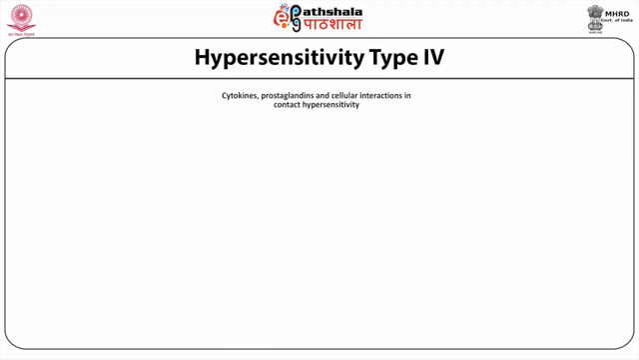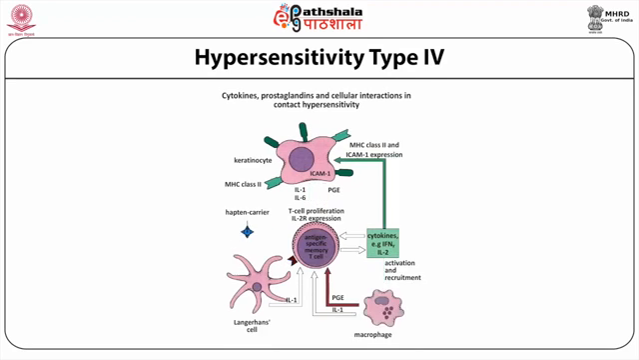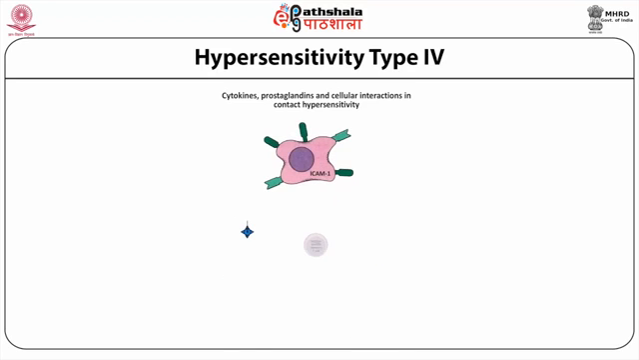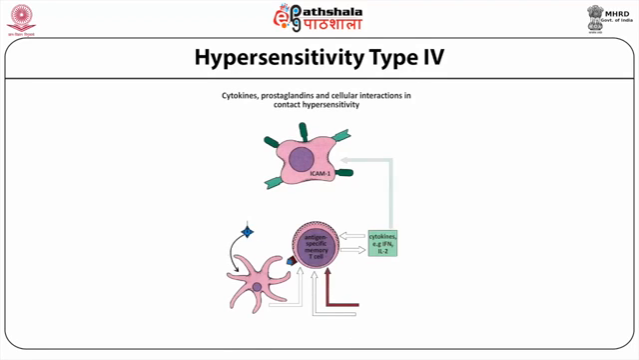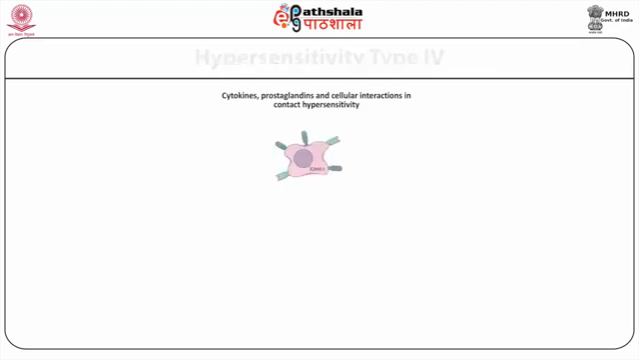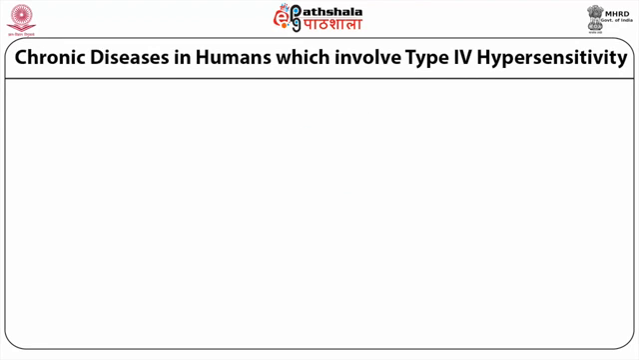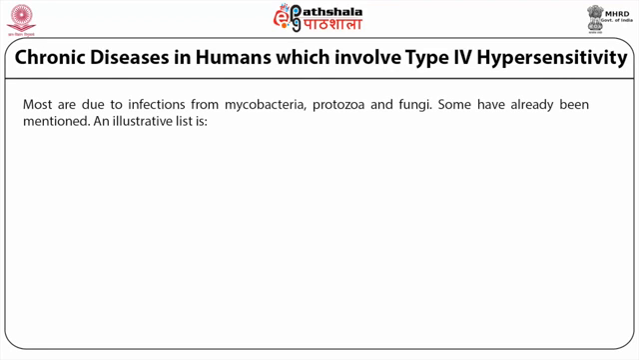So essentially the type 4 hypersensitivity is mediated by chemokines and cytokines secreted by the Th1 type of cells. Most chronic diseases in humans which involve type 4 hypersensitivity are listed here. Most of these diseases are due to infections from mycobacteria, protozoa and fungi. Some have already been mentioned.